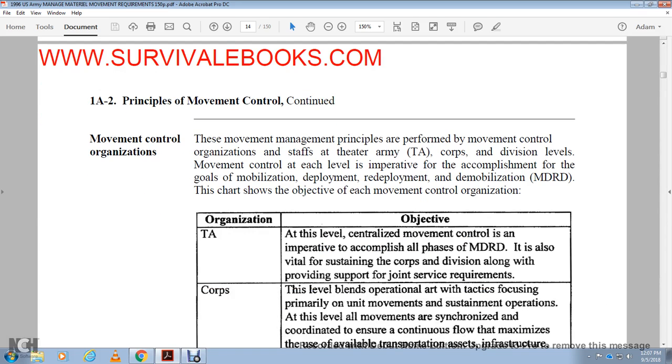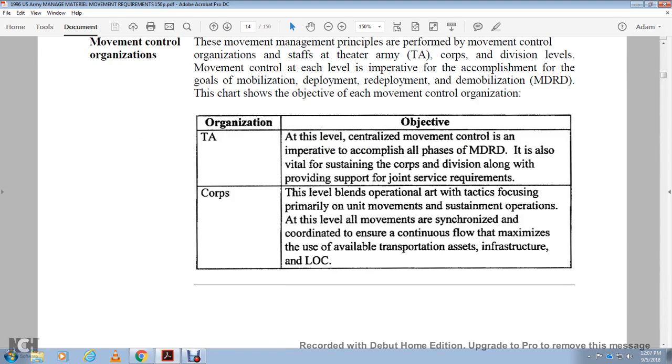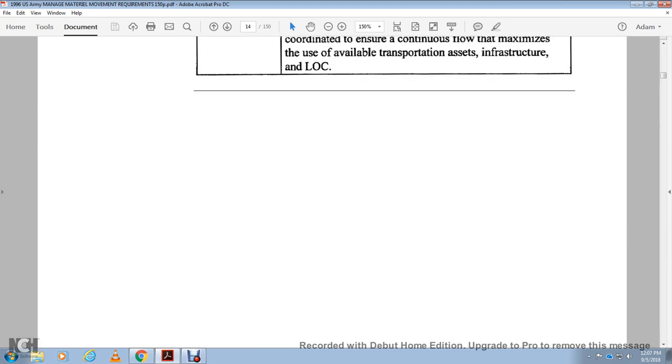TA, the organization TA, the event. This level of centralized movement control has an imperative to accomplish the mobilization, deployment, redeployment, and demobilization. Also vital is sustaining the corps and division, along with providing support for joint service requirements. The corps level of operations focuses primarily on the unit movements of the sustained operation, the movements synchronized and coordinated to ensure the continuous flow and maximized use of the available transportation assets, infrastructure, and LOC.